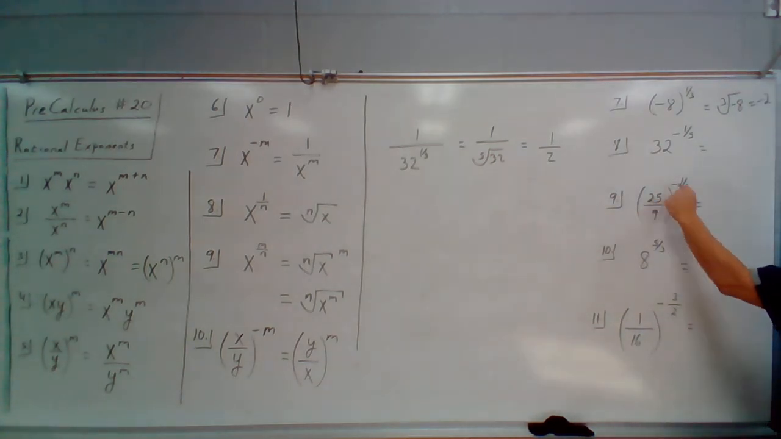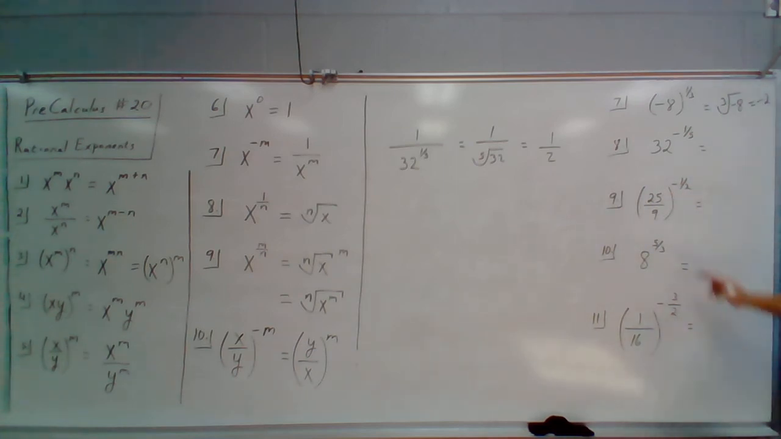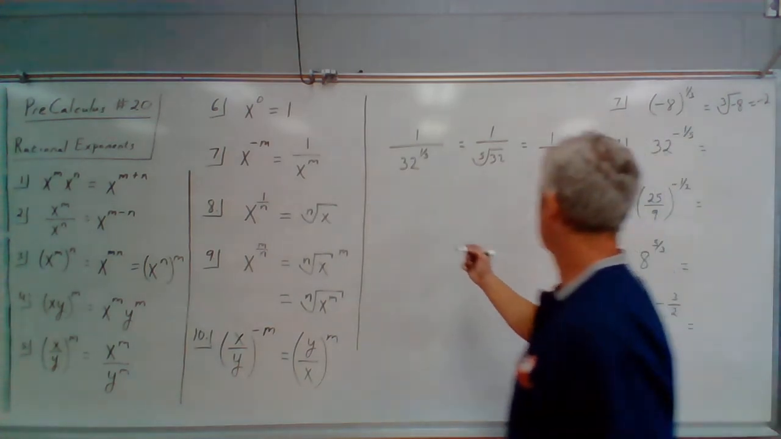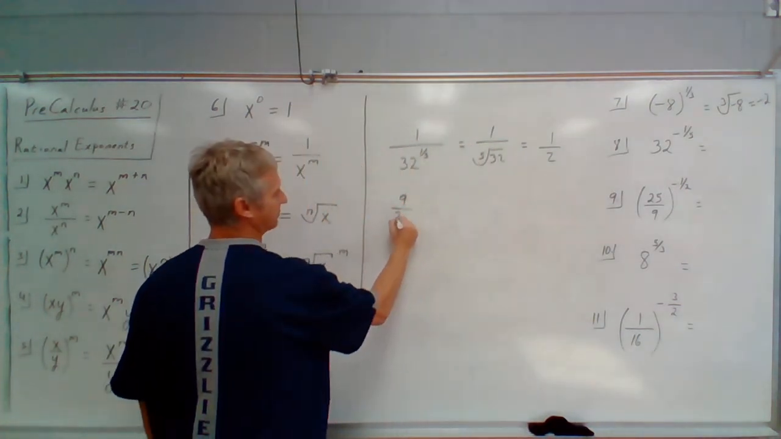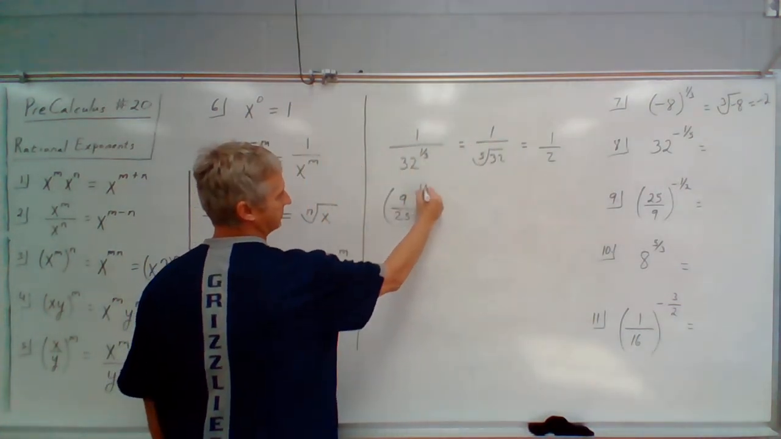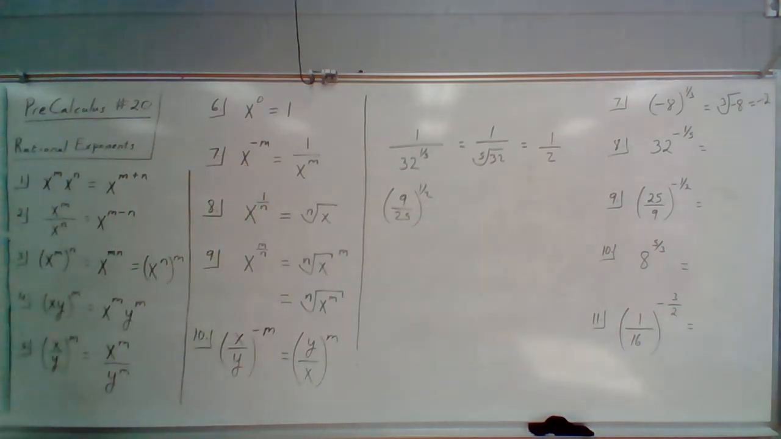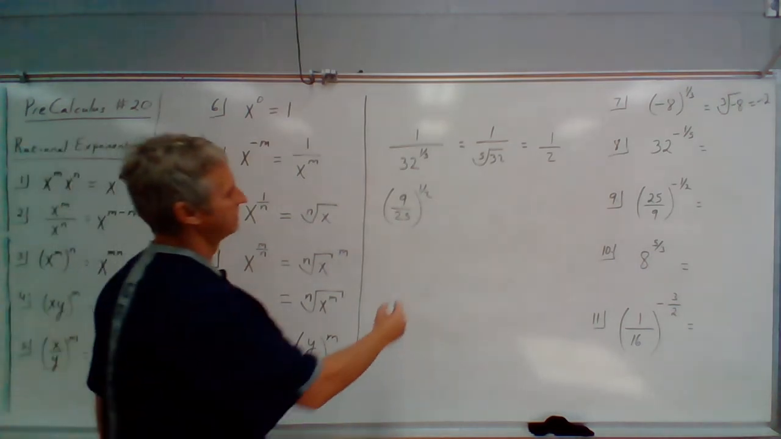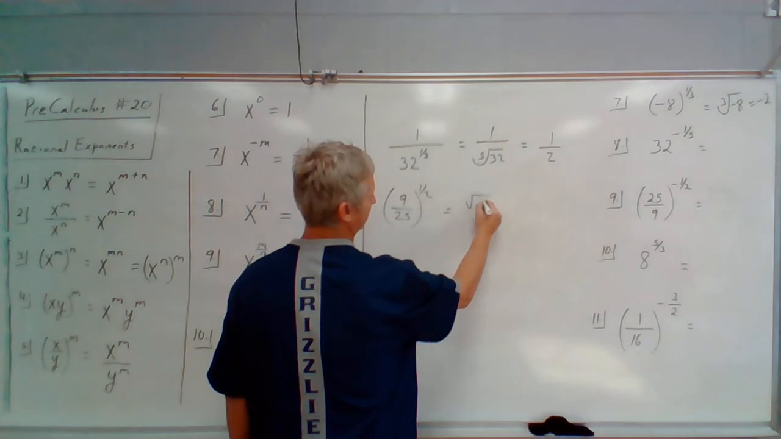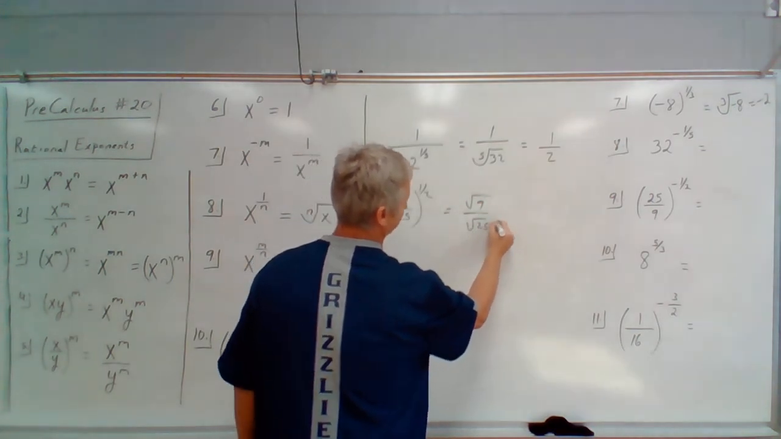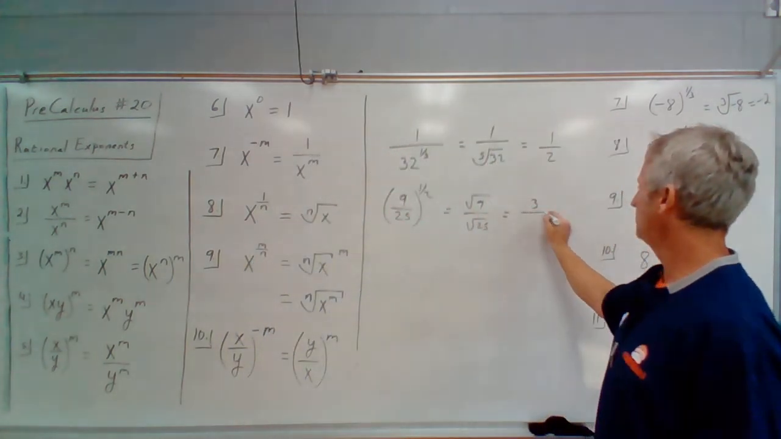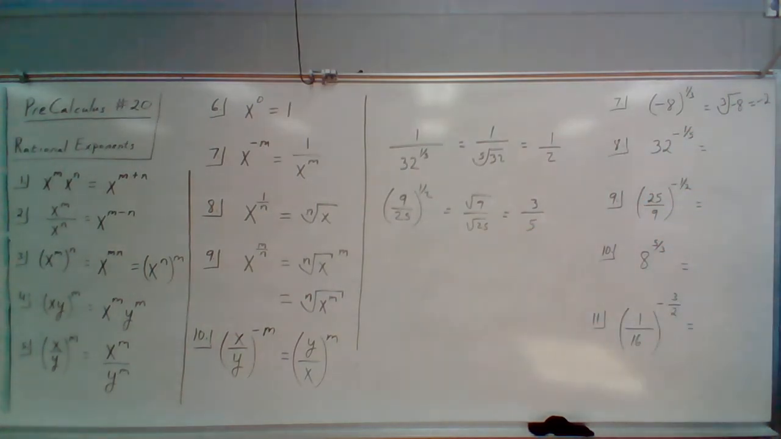All right, let's try number 9. So I have a fraction raised to a negative number. Rule number 10 says to just flip the fraction. So that'll be 9 over 25 to the 1/2 power. So rule number 10. All right, rule number 5 says that that exponent applies to both the 9 and the 25. Raising something to the 1/2 is the same as taking the square root. So this will be the square root of 9 over the square root of 25. So we get 3 over 5.